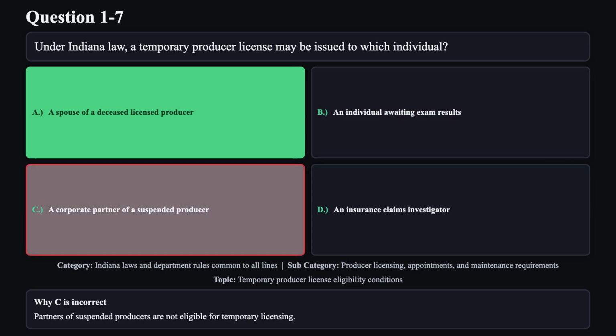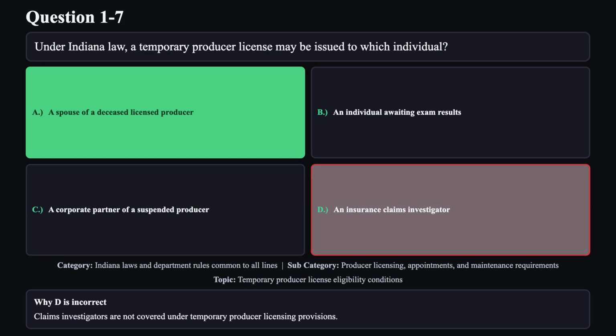Reason C is not correct. Partners of suspended producers are not eligible for temporary licensing. Reason D is not correct. Claims investigators are not covered under temporary producer licensing provisions.